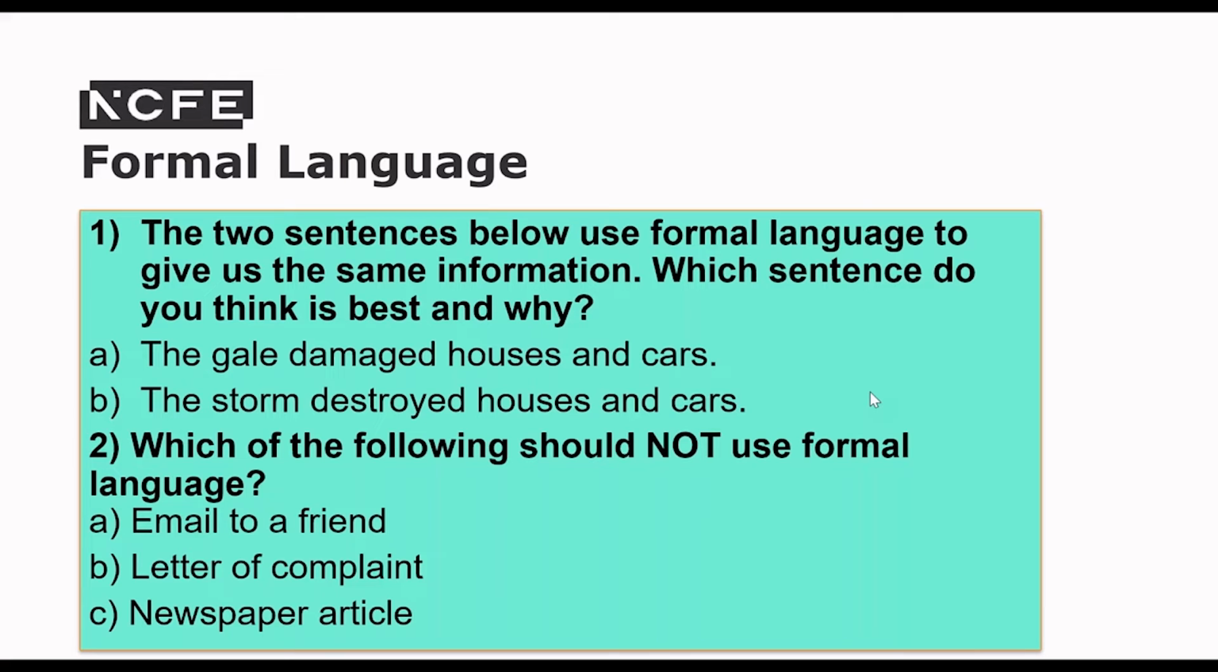Question 2: which of the following should not use formal language? An email to a friend, a letter of complaint, or a newspaper article. And the answer to that one would be an email to a friend. So remember, using formal language doesn't mean that you have to sound boring. You can still use words imaginatively in formal writing. For example, a news report uses formal language, but the words are rich and stimulating to keep the audience interested.